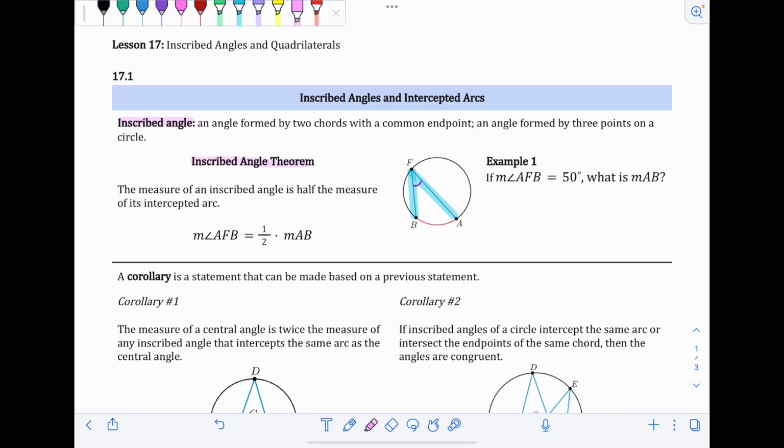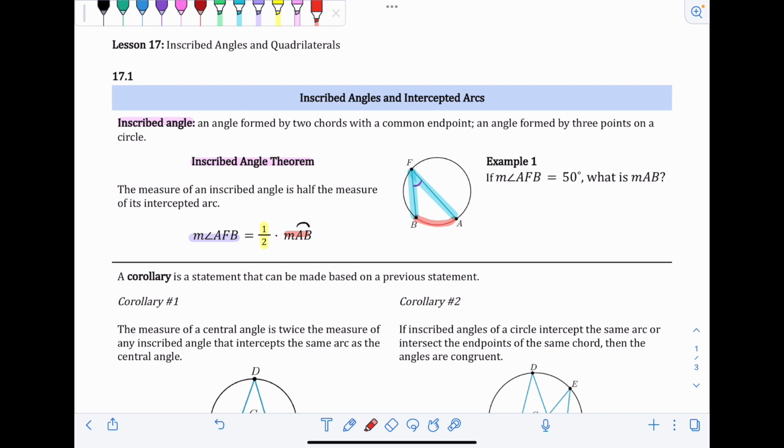Next is the inscribed angle theorem. The measure of an inscribed angle is half of the measure of its intercepted arc. In this case, we have angle AFB, and that's going to be half of the measure of arc AB, which is the arc it hits at the outside of the circle. I'm going to add the little arc symbol here. It's hard, you can't really type it. Our theorem says that the measure of the inscribed angle AFB is half of its intercepted arc, which in this case is arc AB. That also means the arc is double the size of the angle. Angle is half the arc, arc is double the angle.